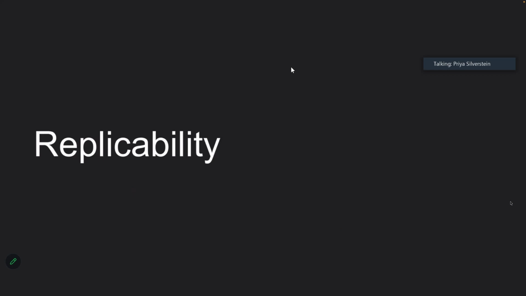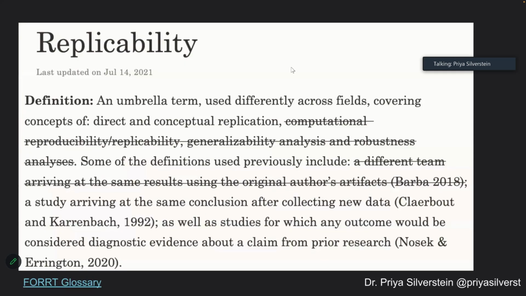We'll start with replicability, because I think it's important for understanding the context of the others. I have used definitions throughout this talk from the FORRT glossary. That's another resource that I'd really recommend. It's a crowdsourced glossary of open science terms. But they have quite an extensive definition for replicability just because this word has been used very differently across different fields and by different people. So I've crossed a lot of it out because it refers to parts that are actually better defined by the other terms that I'll be talking about today.